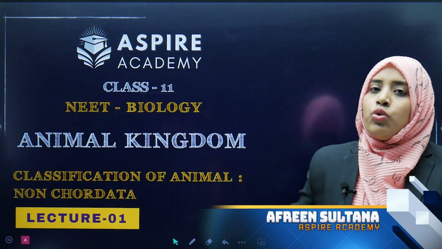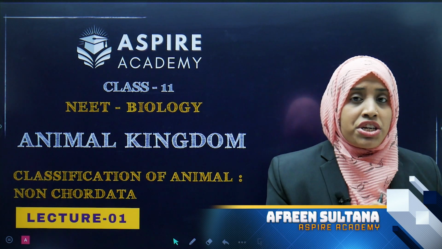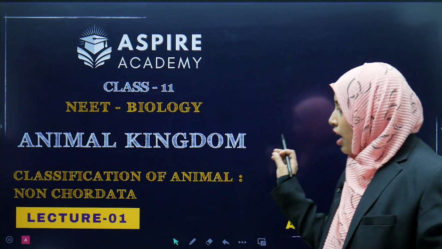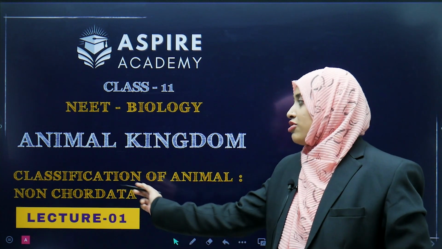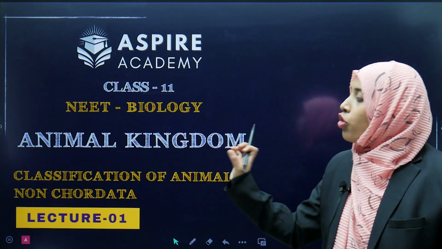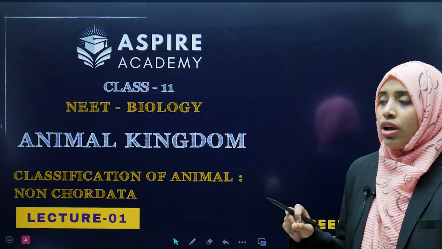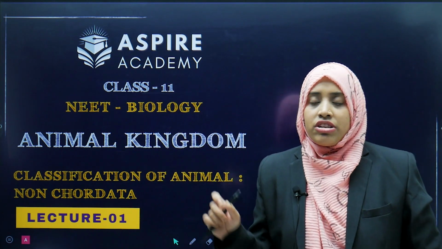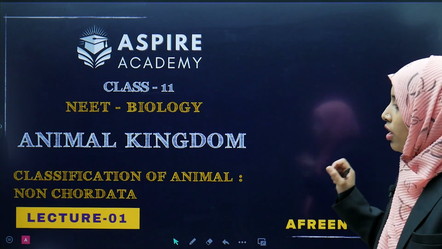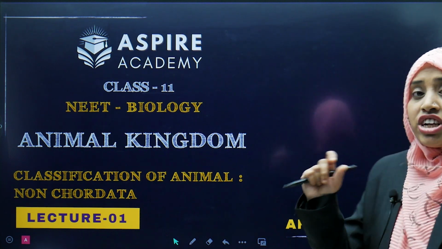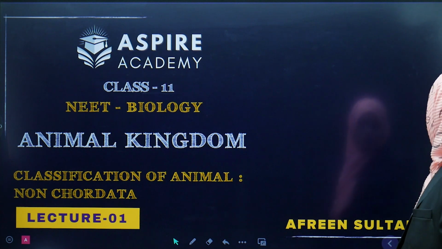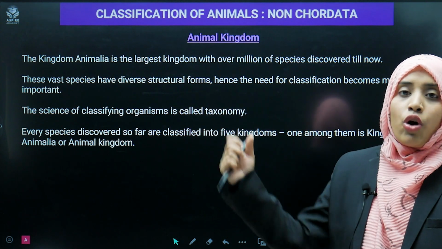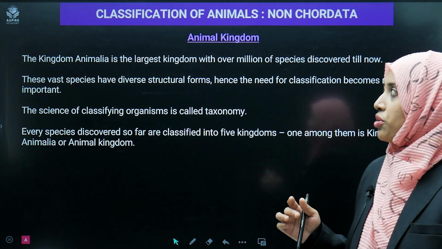Today we are going to deal with the subtopic classification of animals. How the animals are being classified, and the specific part that we are going to cover is non-chordata. How non-chordates are being classified. This is part of the animal kingdom chapter, a topic of class 11. This is the first lecture on the classification of non-chordates. So we'll see firstly what are animals and what are non-chordates, and after that we'll go to the classification part.